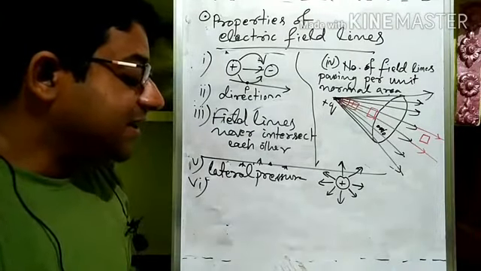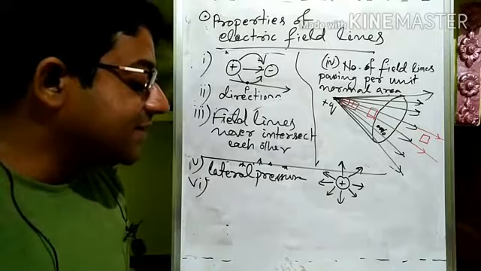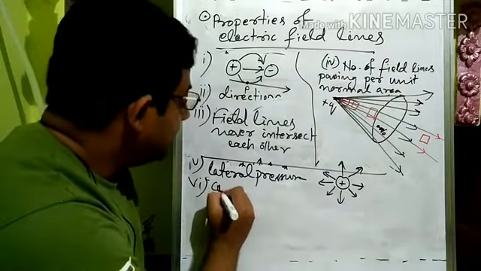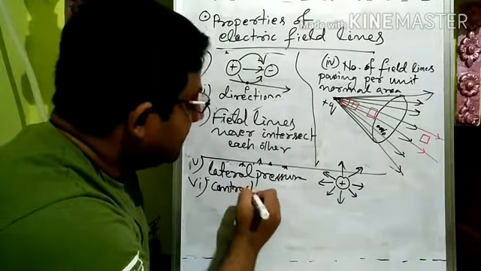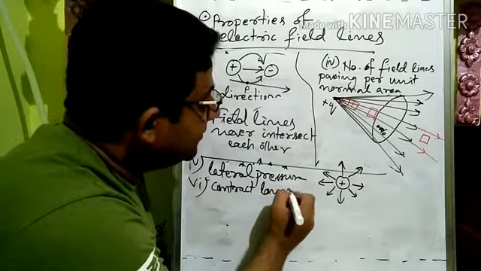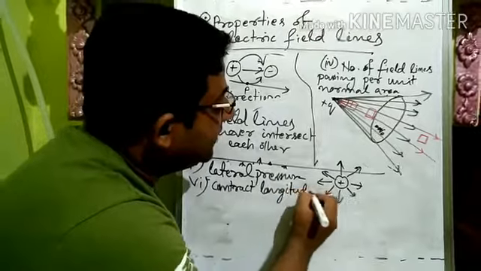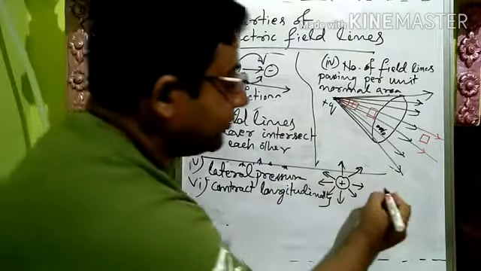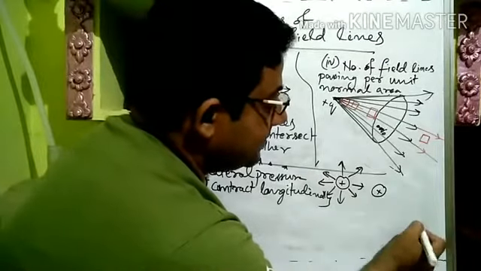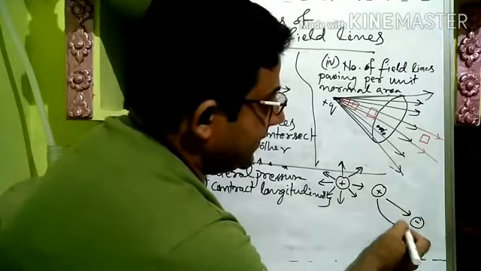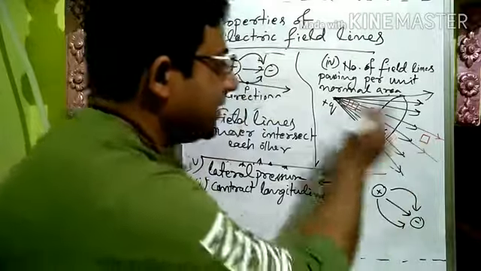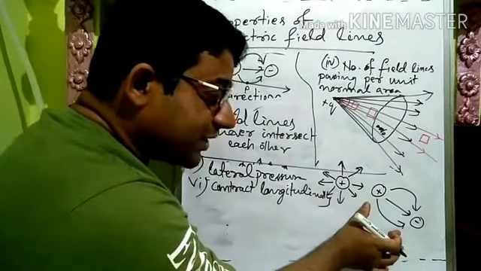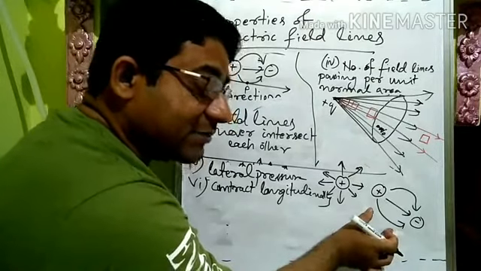Another property is electric field lines always tend to contract longitudinally. Electric field lines contract longitudinally. That means, say this is plus here, minus here. Now these are the electric field lines. I am showing only 3, but infinite are there. So if these lines want to contract longitudinally, it means what?